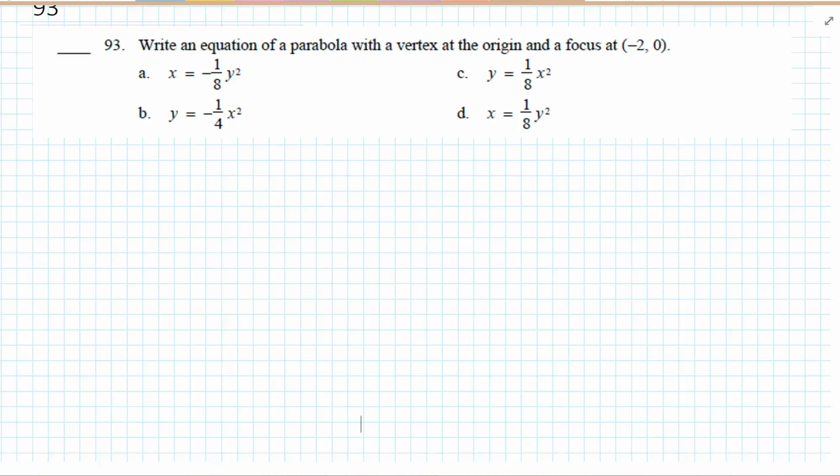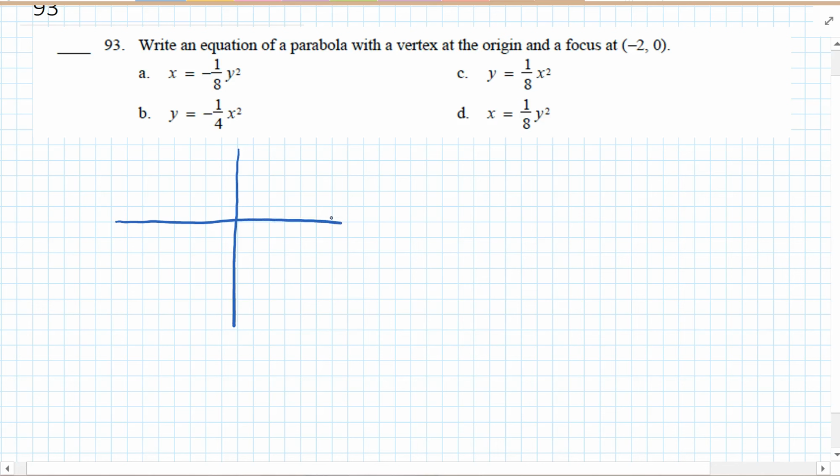All right, chapter 10 review. Number 93. Write an equation of a parabola with the vertex at the origin and the focus at negative 2, 0. So let's plot this before we do anything. So we draw our graph. We know the origin is at 0, 0, and the focus is at negative 2, 0.